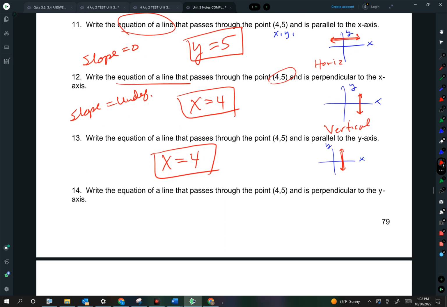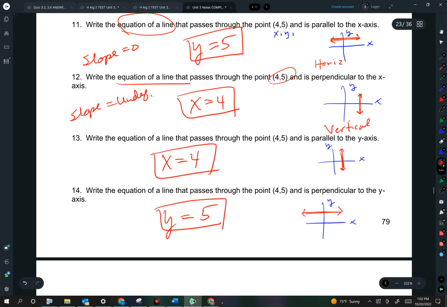So look at number 14, right? The equation of a line that passes through the point and is perpendicular to the y-axis. Now, I'm drawing this out every time. You don't have to draw it out. If I'm you, I'm just picturing it in my head. If I have a line that's perpendicular to the y-axis, doesn't it have to be going this direction? Oh, it's a horizontal line. That means the equation is y equals some number, and in this case, y equals 5.